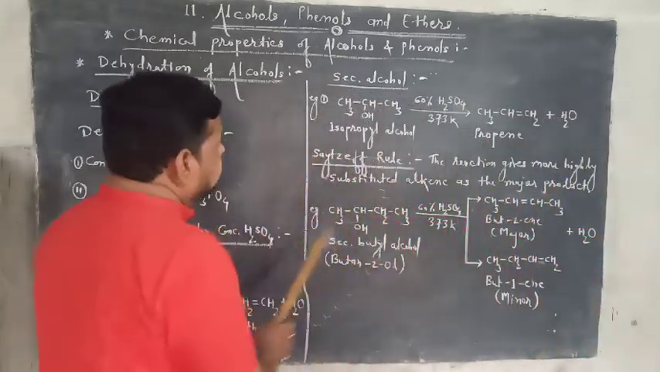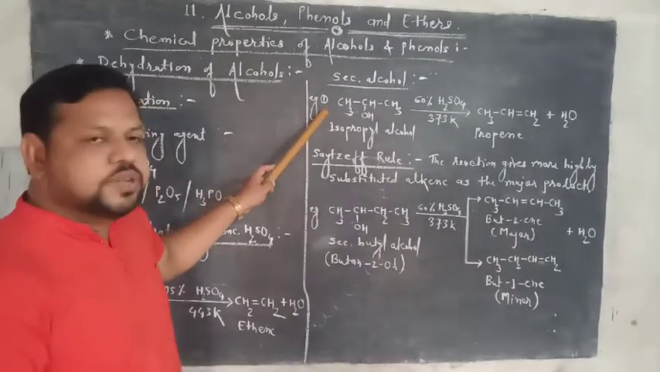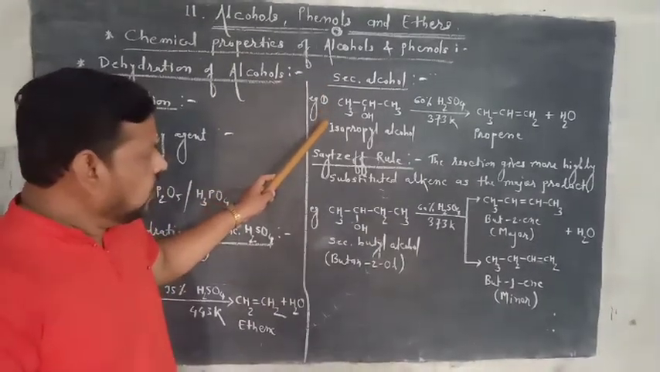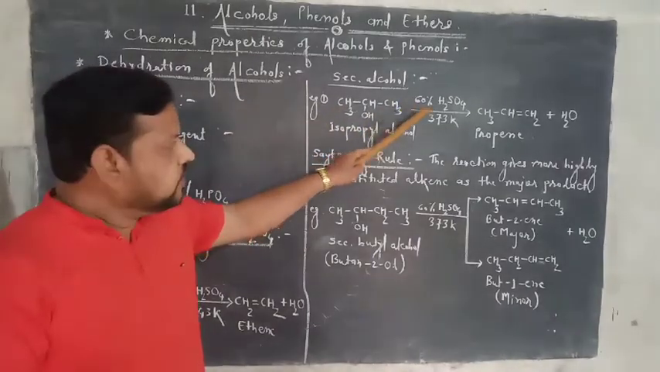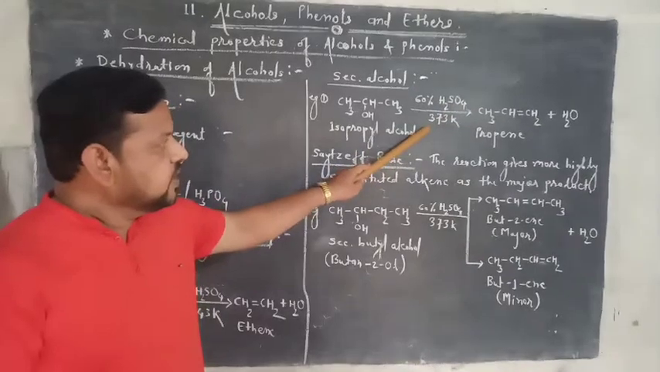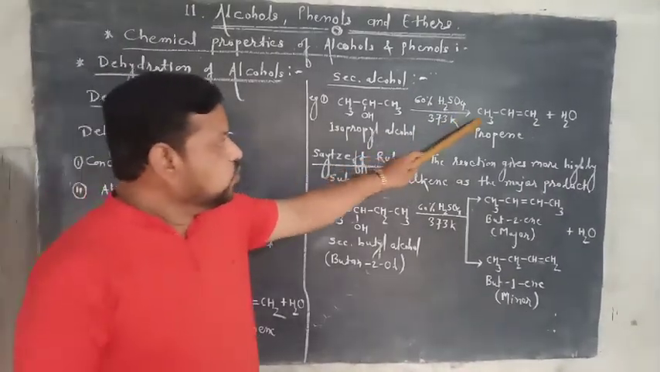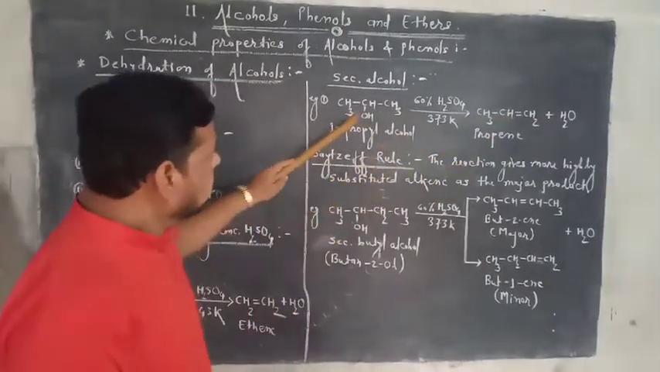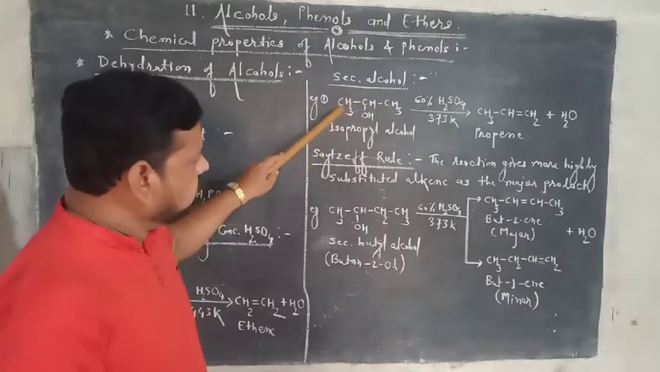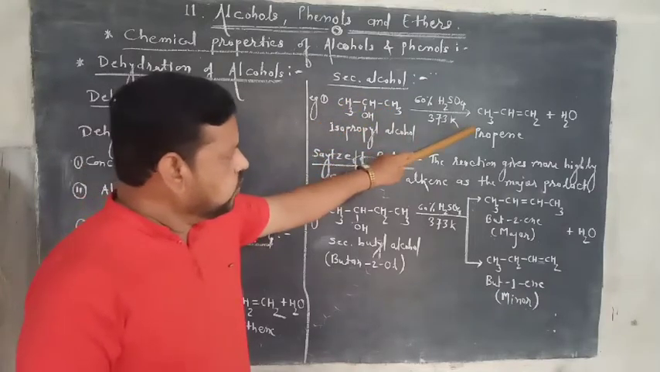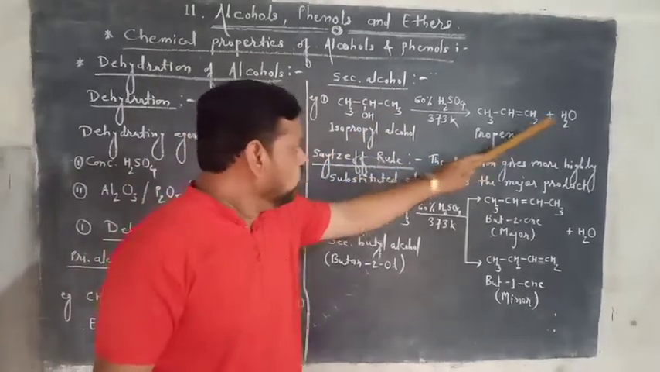Then secondary alcohol. First example is isopropyl alcohol. This isopropyl alcohol is heated with 60% sulfuric acid at 373 Kelvin temperature. Then it gives propene and water. See here, from this OH and from this H, or from this H, it gives propene, and OH and H give H2O.